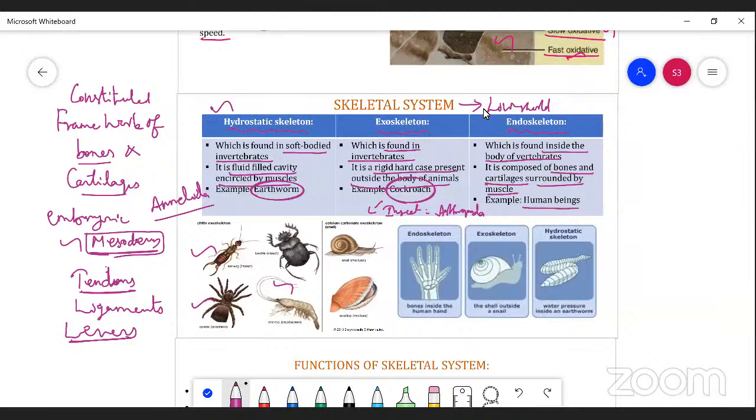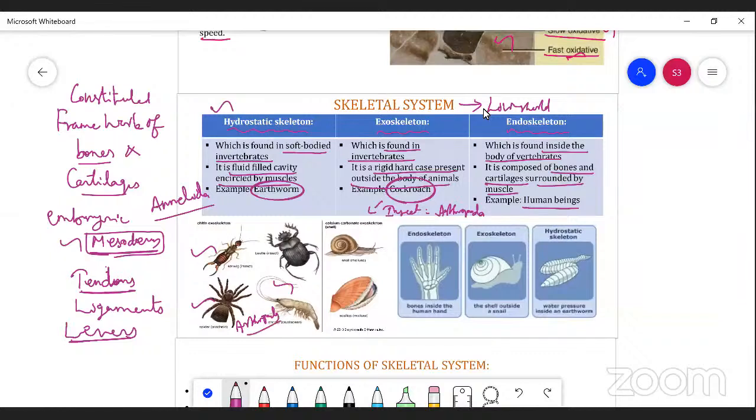Next, for that we can give the example of Arthropoda. All these animals come under Arthropoda. Arthropoda means numerous legs are present, and at the same time the body is covered by a rigid, hard case. Okay, next, for example, we can see the Mollusca also.